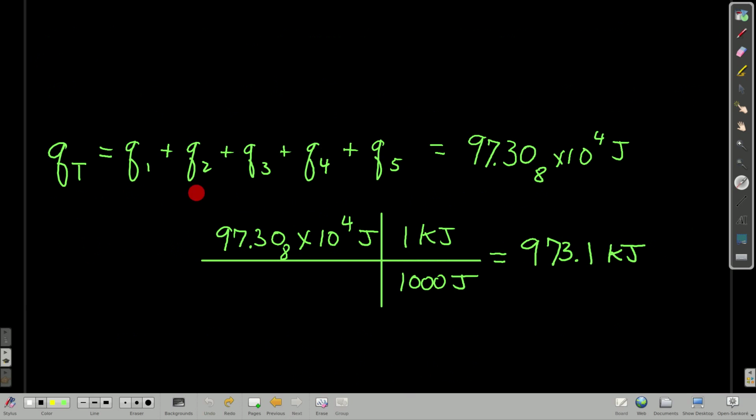So we add up all these, get 97.31 times 10 to the 4th joules, which converts to 973.1 kilojoules.